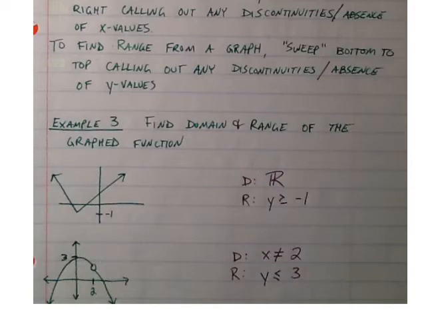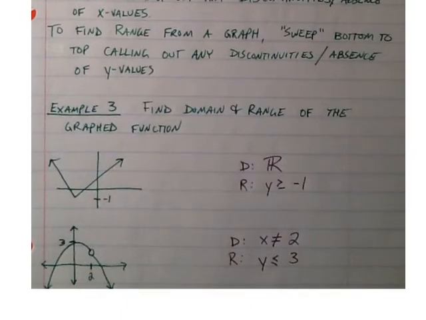And in the second example, what we have is, as we sweep from left to right, x values exist, and then right here we have a hole at x equals 2. So because we have a hole there, we can say x does not equal 2, and then it continues to exist for the rest of the graph.